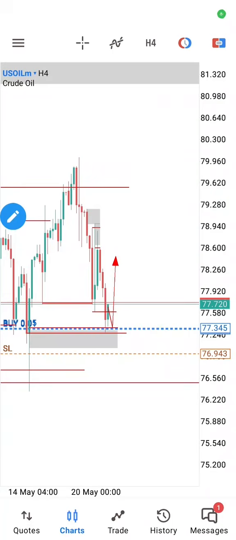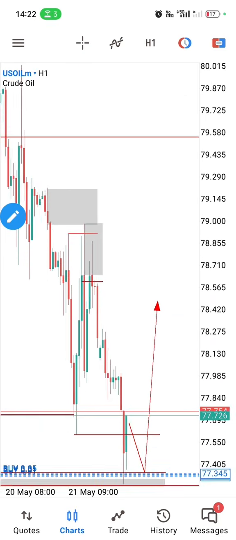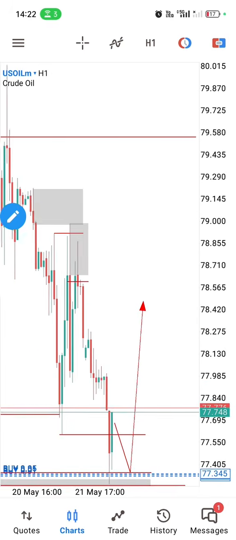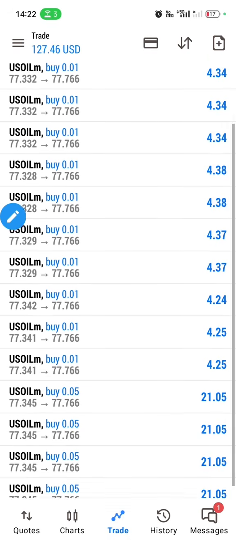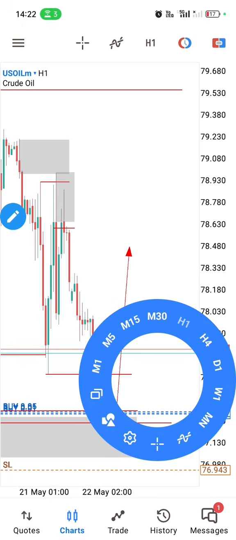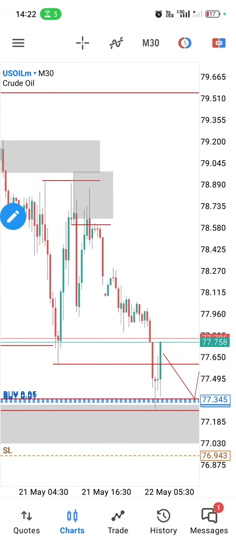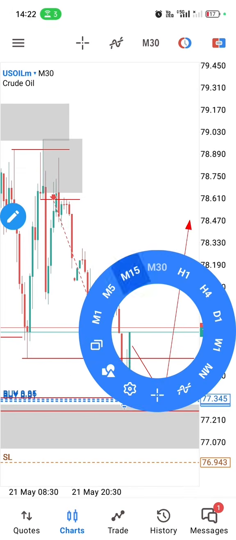So after we place our buys, you can tell price just immediately respected our 1 hour order block, or our entries, and it was moving up.